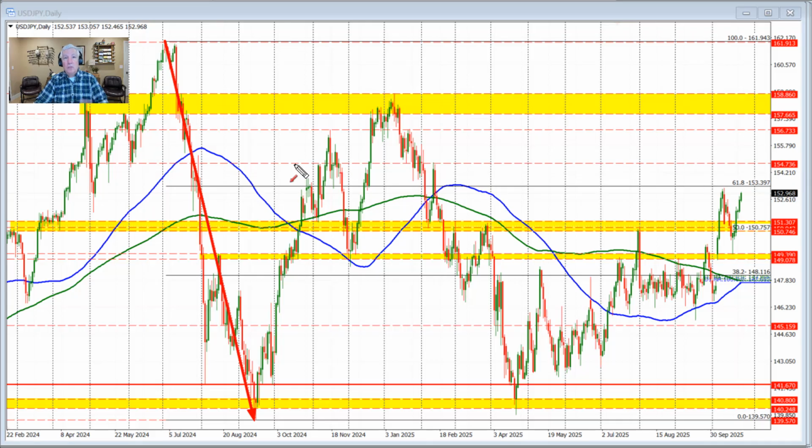So the range over the last year and a half, the 61.8 comes in at 153.39. Move above that level, and there's really not a lot until 154.73 in the dollar versus yen. So understand the high price right here, the 61.8% retracement, and a move above that level opens the door for further upside for dollar versus yen.